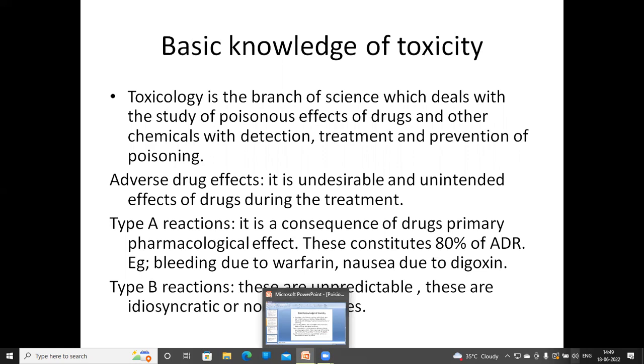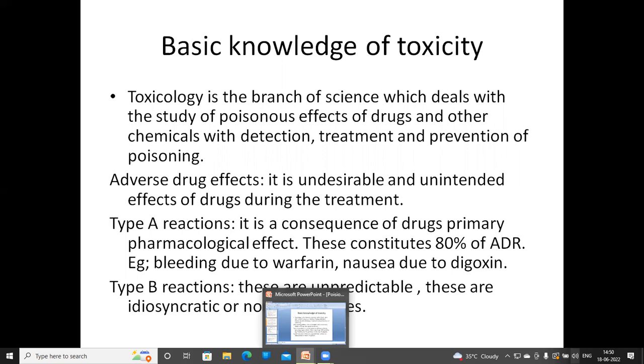So in this, let's discuss some terms and terminology. First one, adverse drug effects. In the name itself, it is there: adverse drug effects. When you take some drug, if any undesirable or unintended effect occurs in your body, that is called an adverse drug effect.